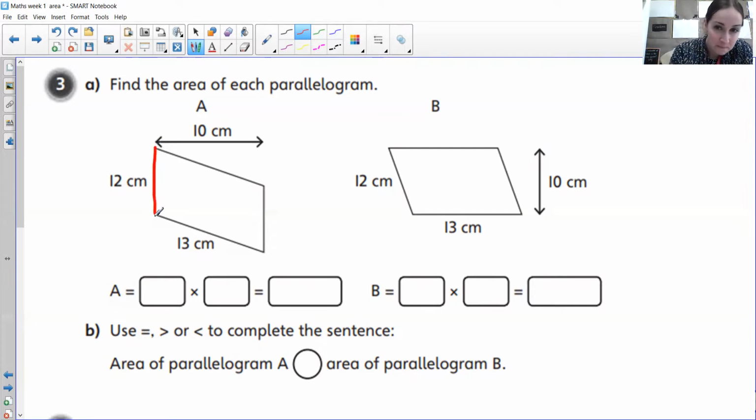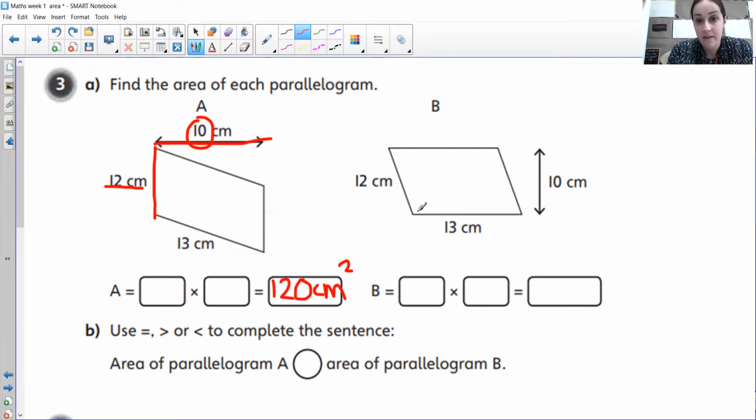This is the base. Okay, so this is the base, which is 12 centimeters. Which one of these measurements, which one of these lines would meet at a right angle? Which one would be perpendicular? It would be this one. So I would do 12 times 10, which is 120 centimeters squared.